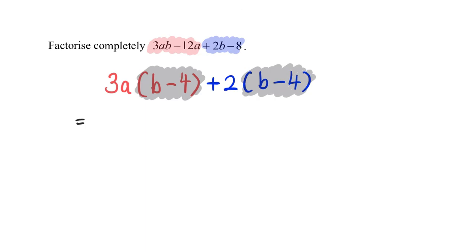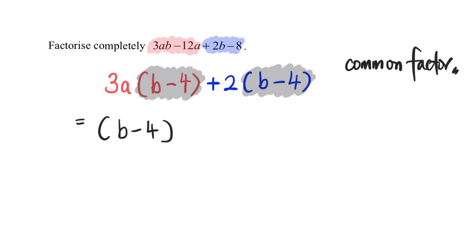And this is the common factor, which I am going to take out, b minus 4, and I'm left with 3a and positive 2.